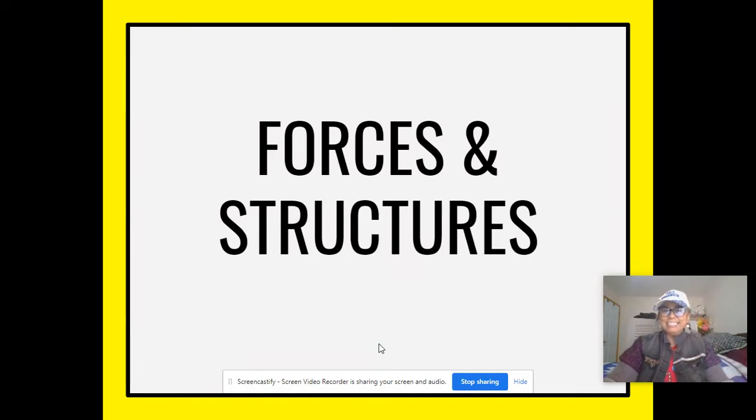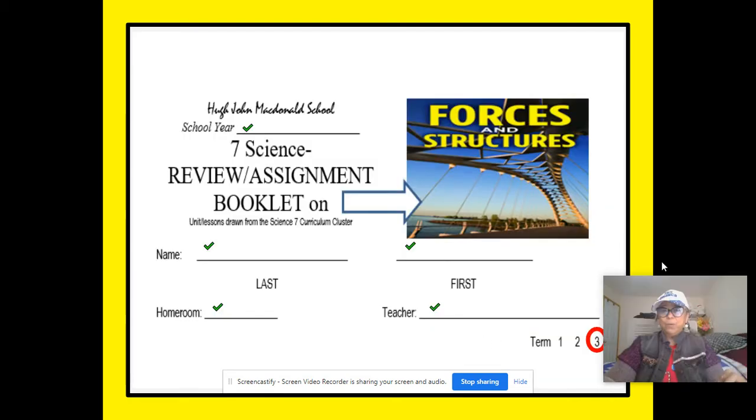Hi there, class. Let's talk about our unit on forces and structures. Now, I will be handing out a homework package or a science booklet specifically about forces and structures.